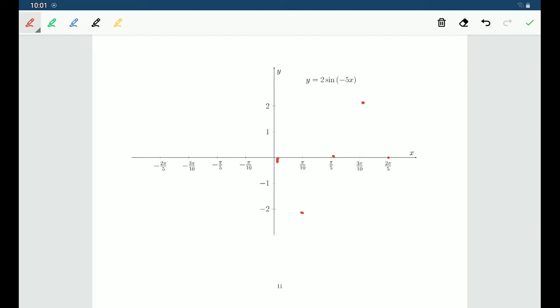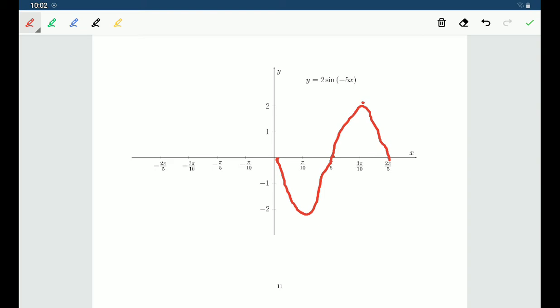And notice here, for my tick marks on the positive ones, pi over 10, pi over 5, 3 pi over 10, 2 pi over 5, once I have the positive side of the x-axis, the negative side of the x-axis is just a mirror image. So now I can connect the dots and try my best to make a smooth-looking sine function. That was reasonably good for working with a stylus.